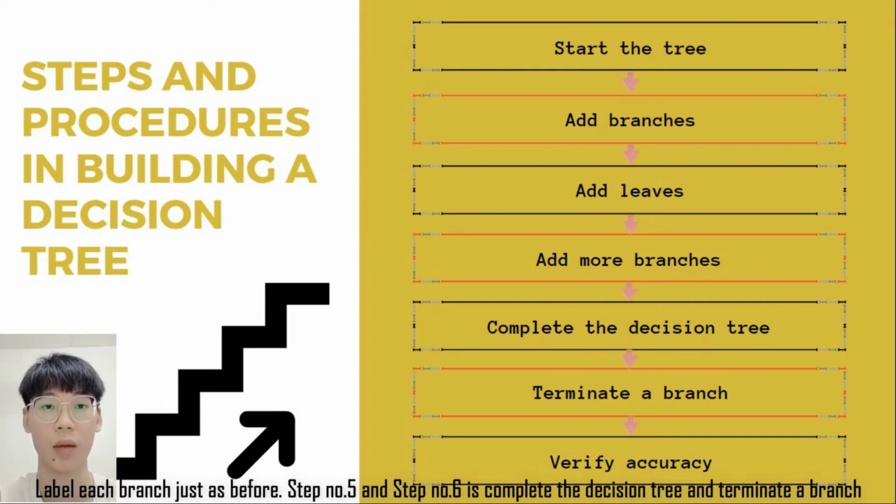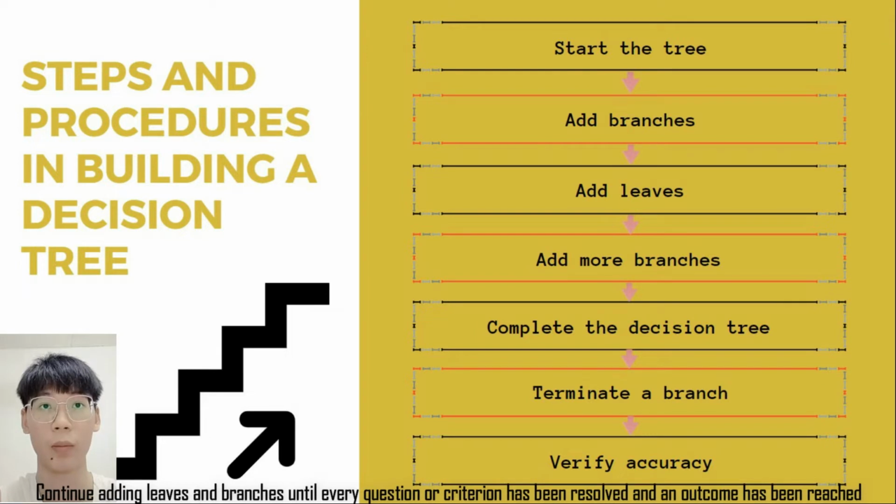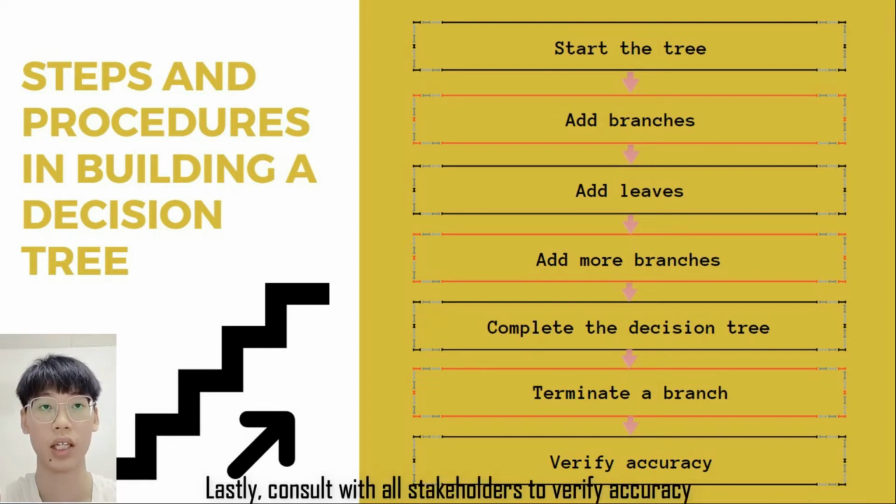Step 5 and step number 6 is complete the decision tree and terminate a branch. Continue adding leaf and branch until every question of criteria has been resolved and an outcome has been reached. Lastly, consult with all stakeholders to verify accuracy.